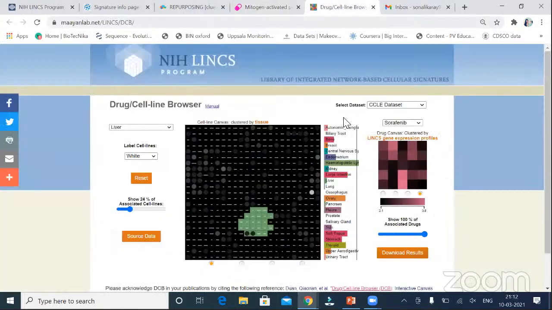And then the other tool, the drug cell line browser: I could easily download the sorafenib-resistant SEC cell line of the liver from here, and with this download results button, I would get an Excel sheet of the list of all the cell lines, and then I could use it further for research.